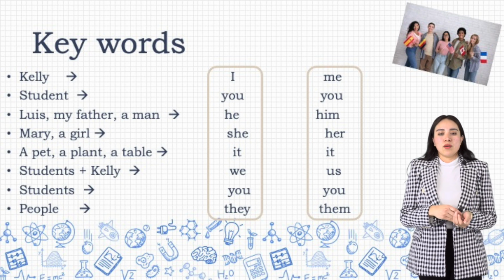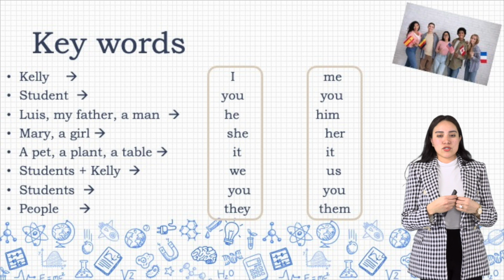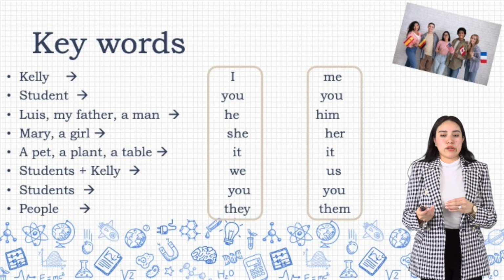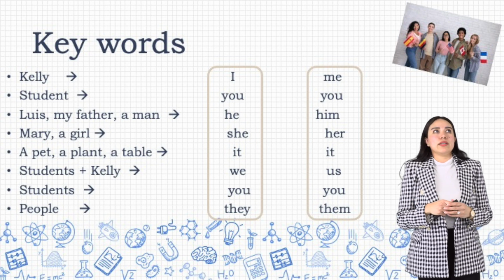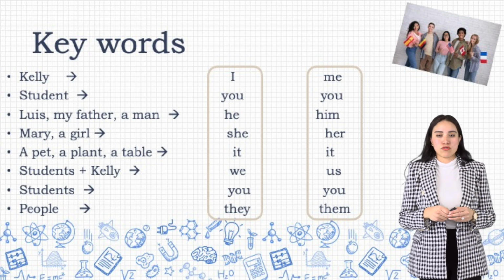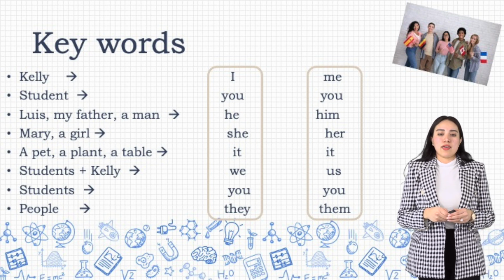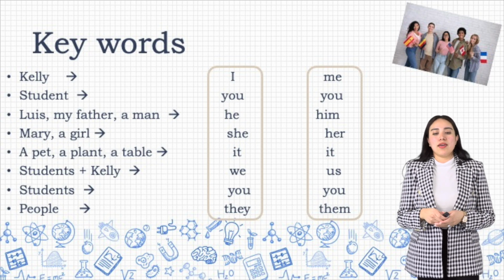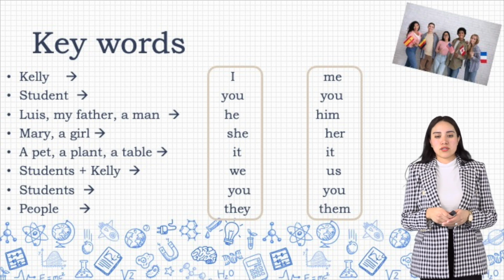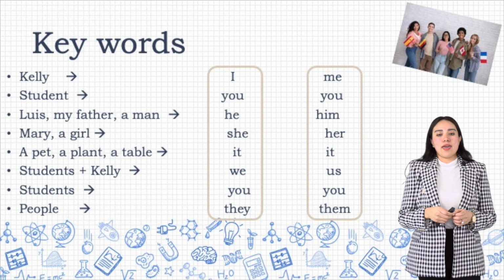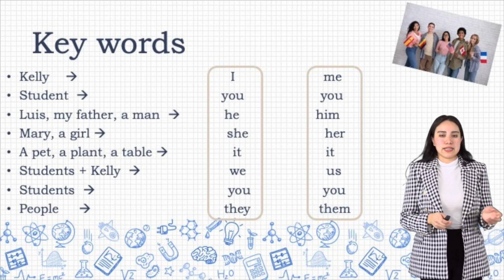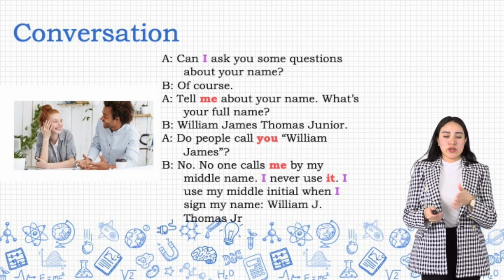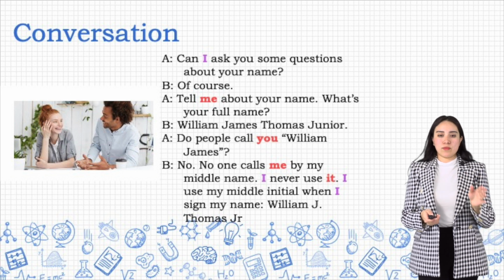So we have "me." When I'm receiving an action, we are going to use the word "me." When you are receiving an action, we're going to use the word "you." When he is receiving an action, we are going to use "him." For the word "she," we're going to use "her." For "it" it is the same. For "we" we're going to use "us" when we are receiving an action. And "you" is the same. And "they," "them." Okay, we have a short conversation. In this case, we're going to use these two columns.